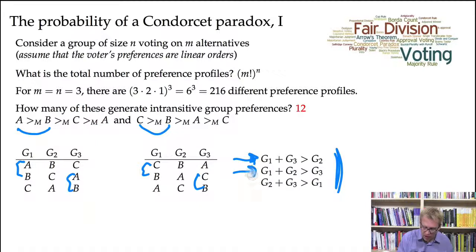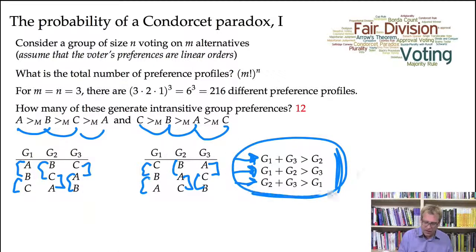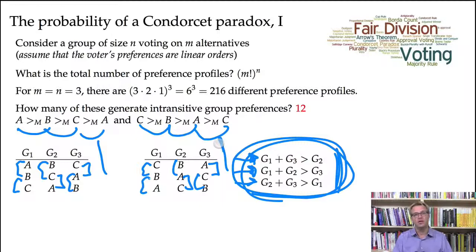The second inequality, G1 plus G2 is greater than G3, is going to give us that a majority of people prefer B over C in the first preference profile, and a majority of people prefer B over A in the second preference profile. And finally, if G2 plus G3 is greater than G1, this tells us that a majority prefers C over A, and a majority in the second profile prefers A over C. So as long as these inequalities are satisfied, you will in fact generate one of these two Condorcet cycles.